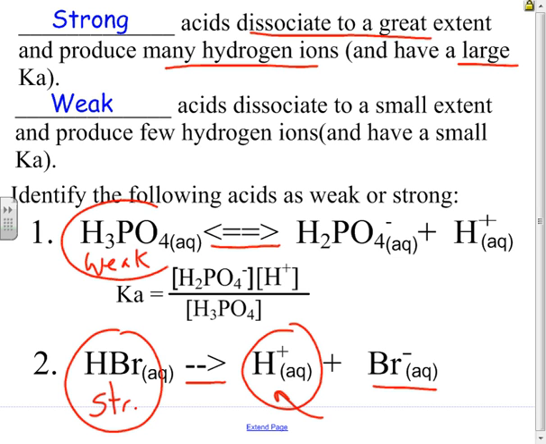Phosphoric acid is a weak acid. Being in equilibrium, the equilibrium position is far to the left and therefore will produce only a few hydrogen ions. And we can write a Ka for it that will have a relatively small value since the equilibrium position is to the left. If we were to write a Ka for the strong acid, which is typically not done, it would be very, very large, usually on the order of 10 to the 4th, 5th, 6th, something along those lines.